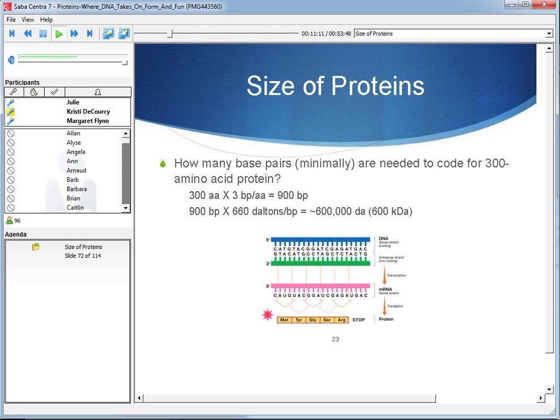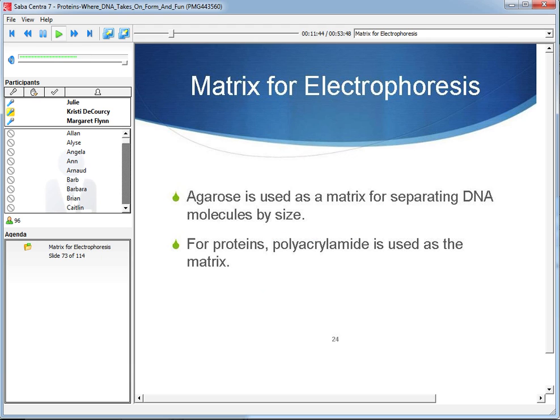You've got to think about promoters. Some proteins have propeptides that are coded on them. There may be post-translational modifications. So it's going to be a much bigger piece of DNA needed to code for that protein. But the minimum, if you go with that 900 base pairs at 660 Daltons, is about 600 kilodaltons of DNA to code for a 30 to 35 kilodalton protein. So the way we deal with this, working with the size, is that we use a different matrix.